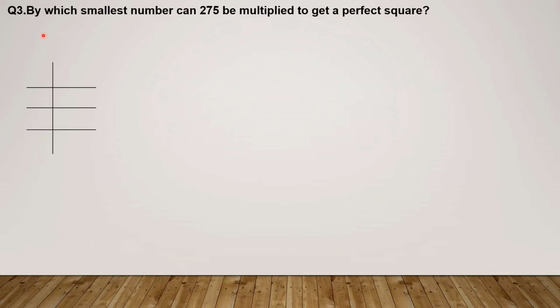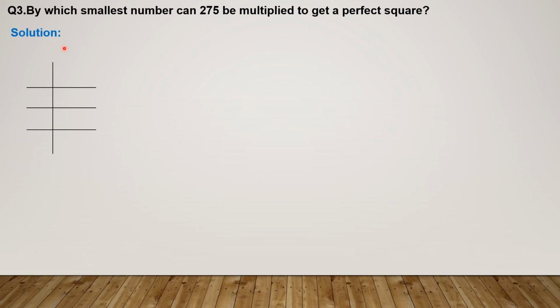Question number 3 is: by which smallest number can 275 be multiplied to get a perfect square? Means 275 is not a perfect square. The question tells us that 275 is not a perfect square. The question is, by which number should it be multiplied so that it becomes a perfect square?